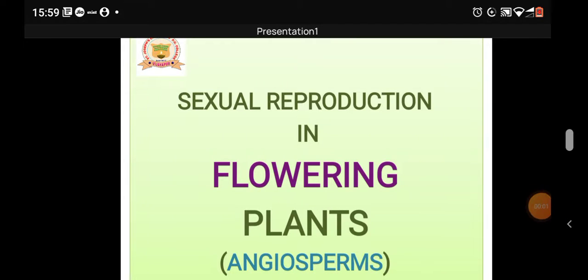Hi students, in this session we will understand sexual reproduction in flowering plants, that means how reproduction takes place in angiosperms. The method is sexual reproduction. Why? Because the flowers show both male and female organs.